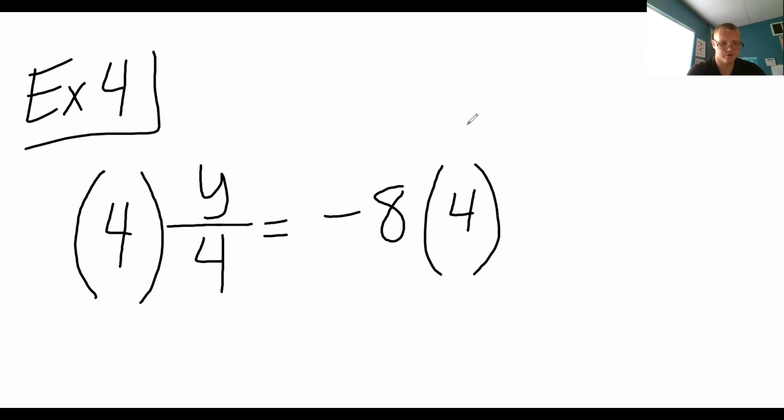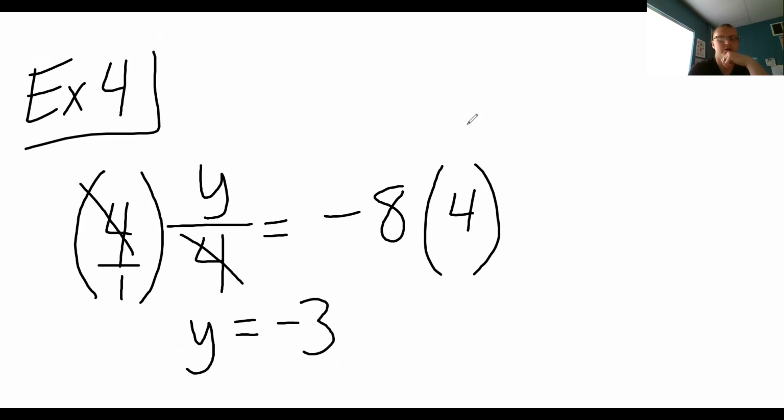Exactly. So 4 times 4, what that ends up doing is canceling it out because 4 over 1, that's what's going to end up equaling there. So the 4's cancel out, and I'm left with y, which is what we wanted. We want just y to be by itself. That's the whole point of what we're doing here. And then -8 times 4 is going to be -32.